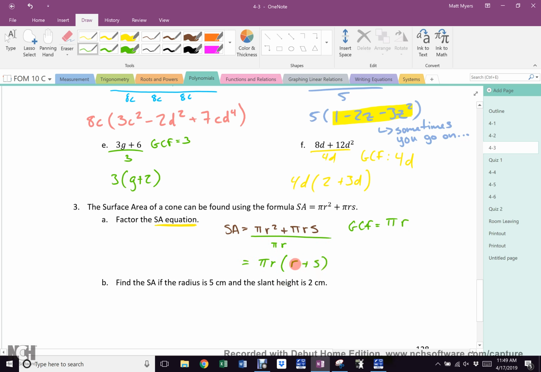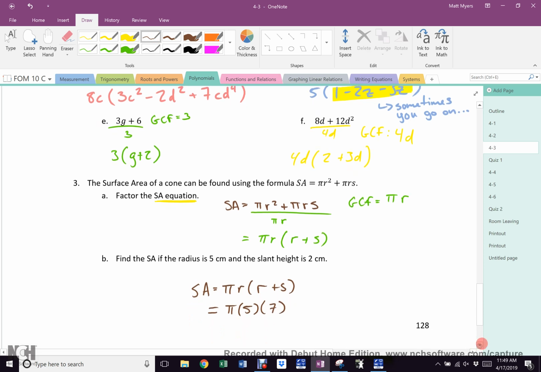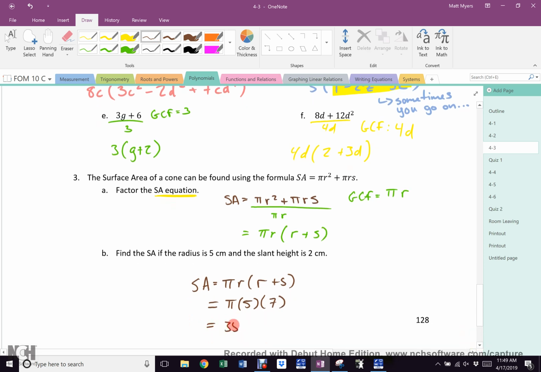And then down here, that makes it super easy, doesn't it? Because surface area equals pi r times r plus s. Pi, what's r? 5. What's 5 plus 2? 7. What's 5 times 7? 35 pies.